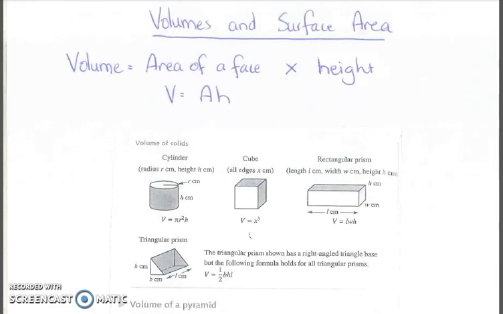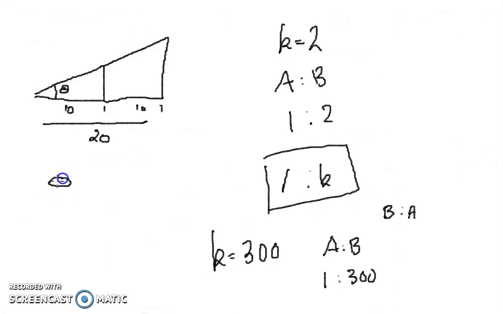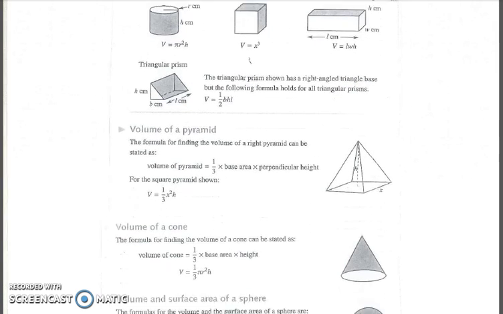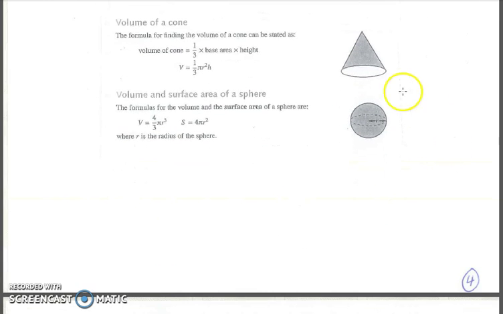Okay, going back to volume and surface areas. The volume of a shape is the area of the face times height. So if we're working out, say, the volume of a cylinder, work out the area of the face and then times it by the height. Or you are given multiple formulas to work out the volumes. So have a look through all the different volumes.